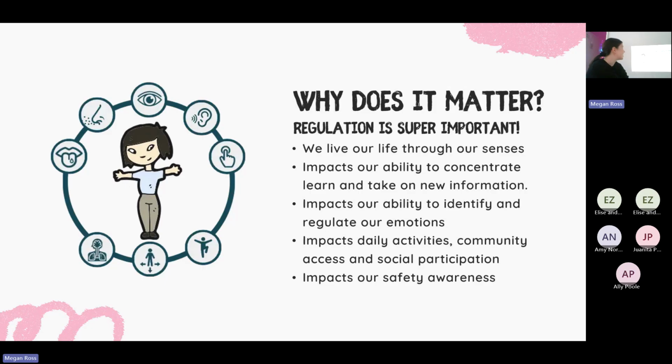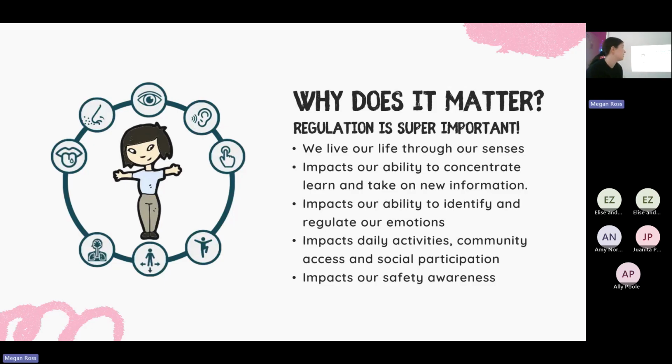So why does sensory processing matter? Why do we need to be aware of it? Why is it helpful to know what our own sensory needs are, or the sensory needs of those people we're supporting or people in our family? Well, we live our life through our senses. That is literally how we interact with the world and everything around us, and how we understand our body and what's going on inside of our body and where our body is. So, how we live our life.